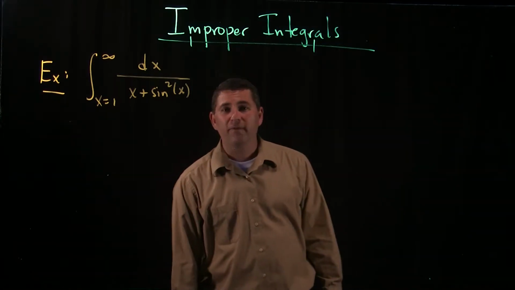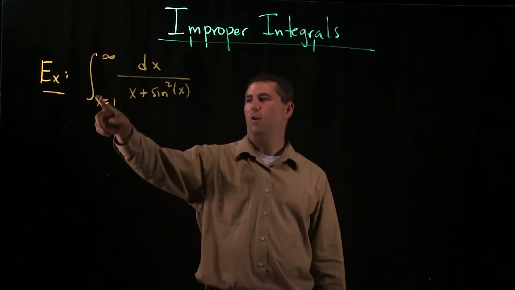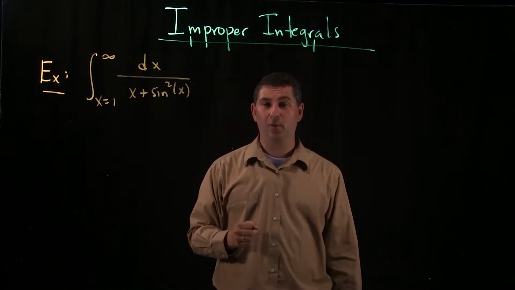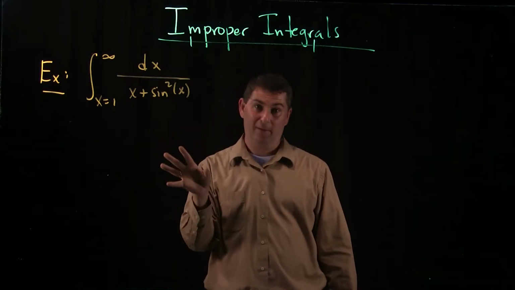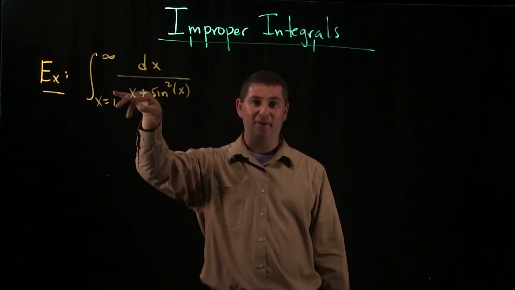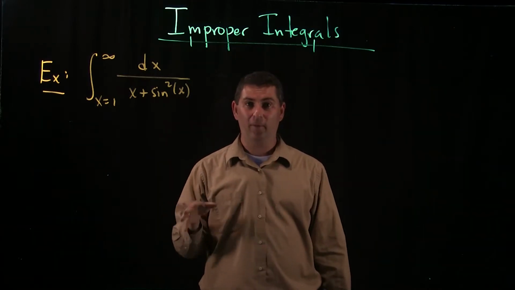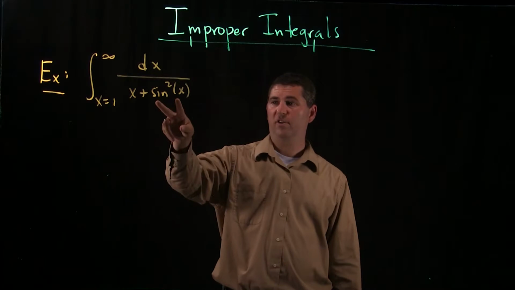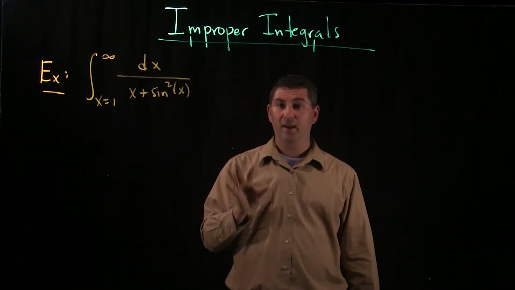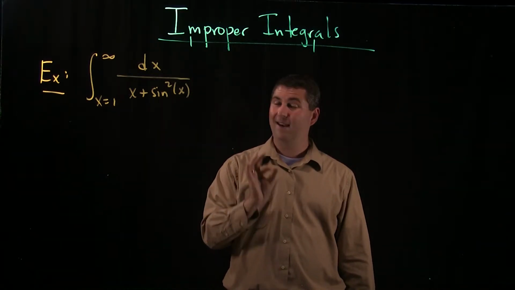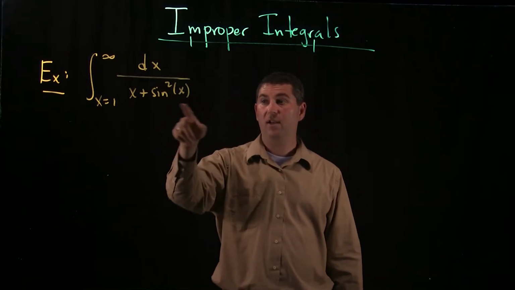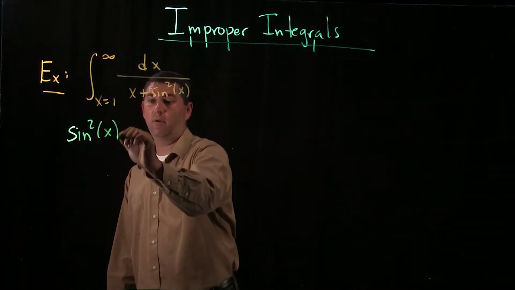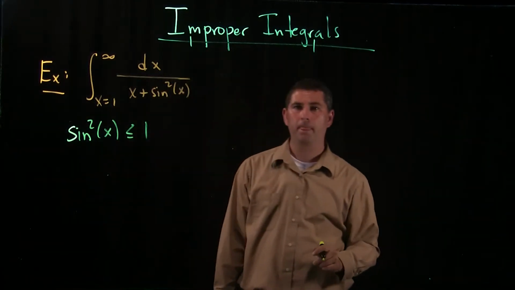All right, our final example for the video, we're going to try to integrate from 1 to infinity 1 over x plus sine squared x. I have no idea what an elementary antiderivative for this function is, so the best I can hope for is to try to compare it to some easier function. Notice here I have this sine squared. Now the sine function can never be any bigger than 1, and so the sine squared function also has to satisfy that it's bounded by 1.